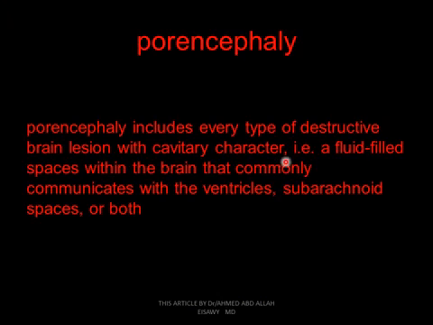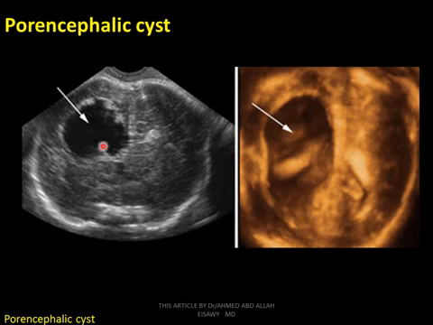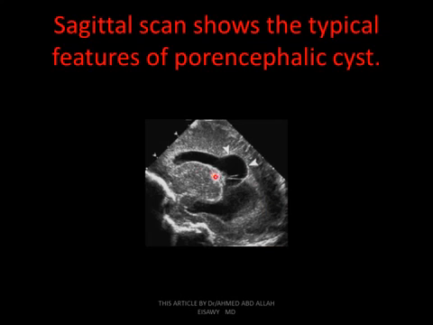Porencephaly includes every type of destructive lesion with cavitary character, fluid-filled spaces within the brain that commonly communicate with the ventricles and subarachnoid space. This is a porencephalic cyst. This is a congenital cyst, as we see in 3D reconstruction. Porencephalic cyst, CSF collections. Sagittal scan shows typical features of porencephalic cyst communicating with the ventricular system.